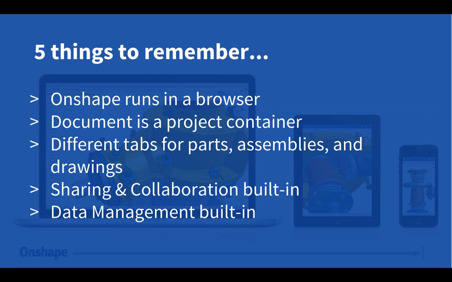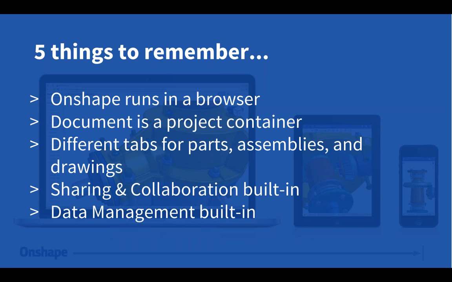A document in Onshape, and this is an important thing for a new user, a document is a container for the entire project. So one document can have hundreds, thousands of parts, sub-assemblies, top-level assembly, drawings, and anything else that you'd like. So one document is a container for many different things. Think of it as a container for your whole project. There are different tabs. I'm going to walk through this in just a bit, but in the Onshape document, you're going to have different tabs for parts, assemblies, drawings, and even miscellaneous files that you've imported.